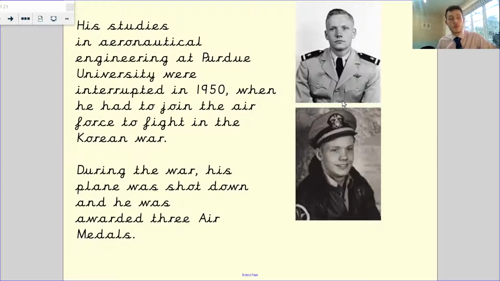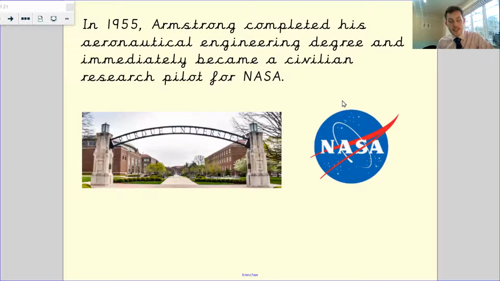His studies were in aeronautical engineering at Purdue University. They were interrupted, which means they were stopped, in 1950 when he had to join the Air Force to fight in the Korean War. During the war, his plane was shot down and he was awarded 3 air medals. In 1955, Armstrong completed his aeronautical engineering degree. So he went back to university and he finished off his degree, and immediately became a civilian research pilot for NASA. Now, we might have seen this symbol before because it's very important for space travel.